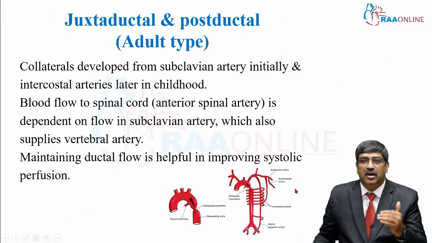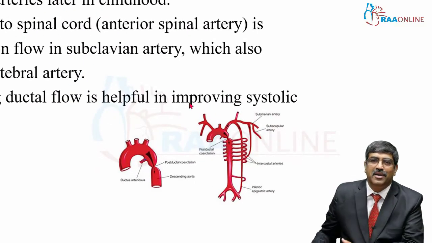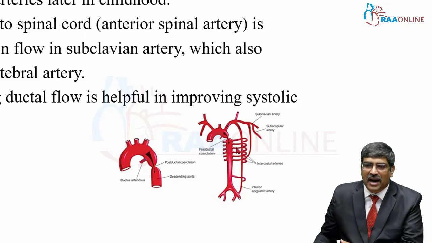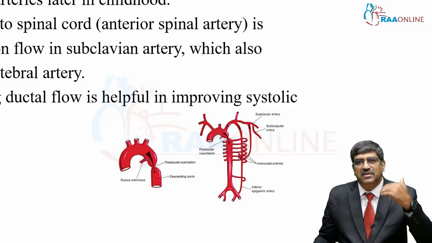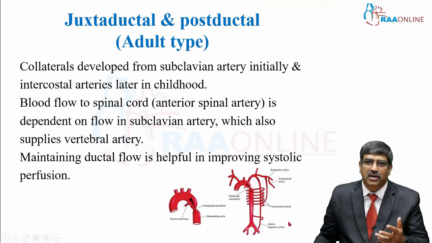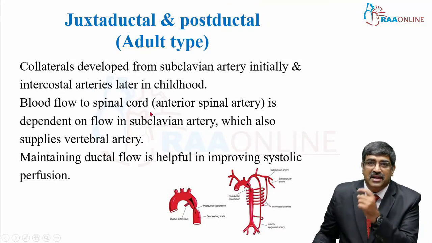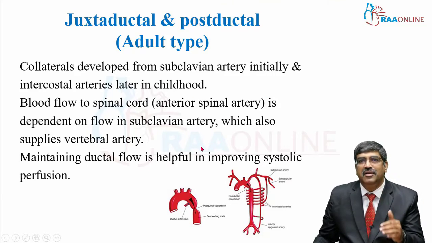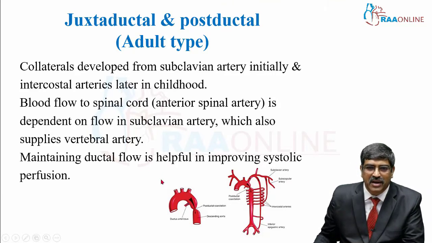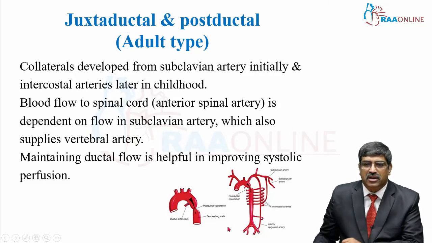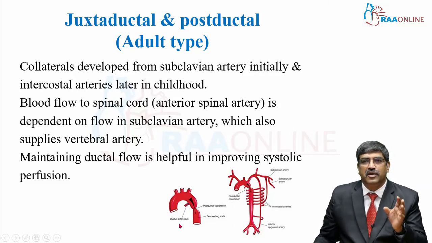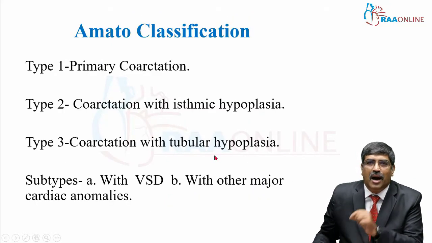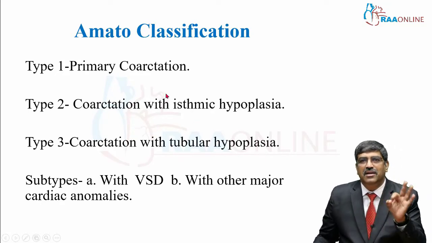Coming to juxtaductal or postductal, which is called the adult type. Here a lot of collaterals develop from the subclavian initially, and as the intercostals develop, this gives a lot of collaterals to the lower part of the body. And as I said earlier, the blood supply to the spinal cord, the anterior spinal artery, is done by the vertebral artery, which is again a part of the subclavian artery, and maintaining ductal flow will be very useful in improving the systemic perfusion.